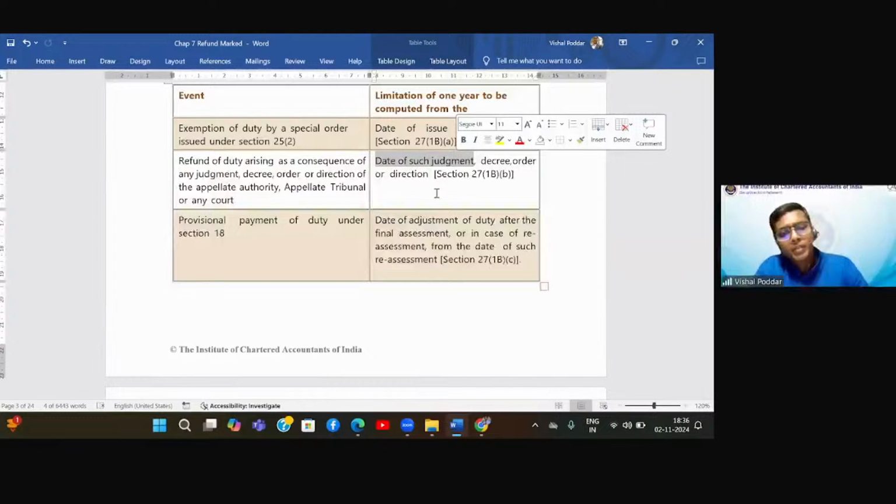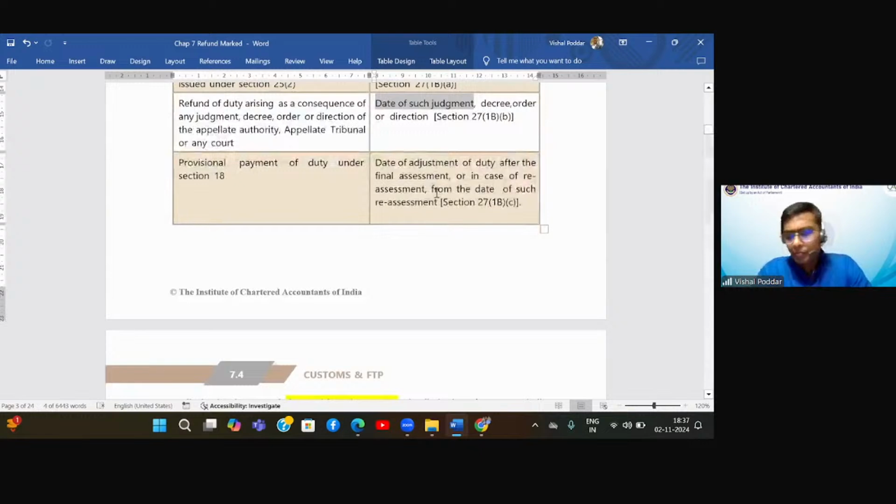So this second specific scenario is because in this particular case, the duty payment may be very prior and the 1 year may have already elapsed. So you should not miss out on the refund. And anyways, you were not knowing what would be the decision of the honorable courts or the tribunals. So the date of the order of the courts or the tribunals would be the date for counting the 1 year period.